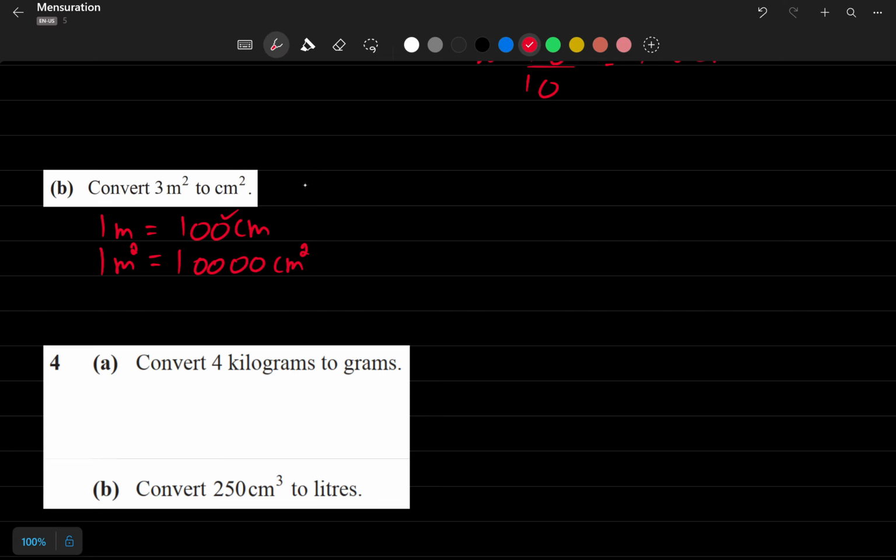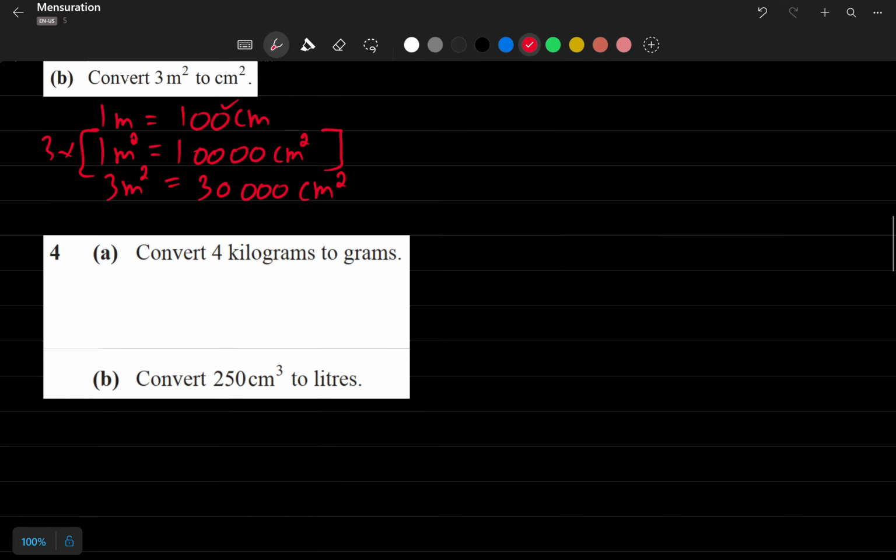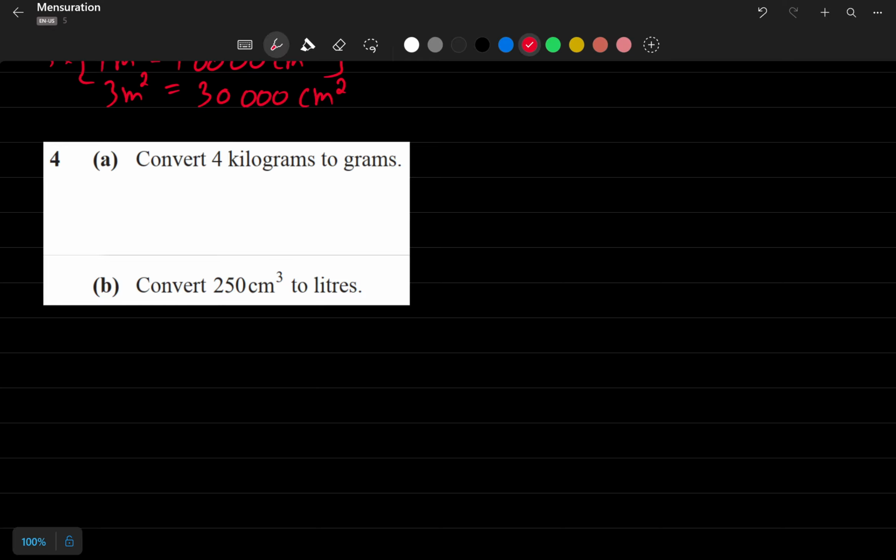So how many centimeter square will be 3 meter square? Multiply both sides with 3. So 3 meter square will be equal to 30,000 centimeter square. Moving on, the question says convert 4 kilograms to grams. So we know that 1 kilogram is equal to 1,000 grams. So 4 kilograms will be equal to 4,000 grams.